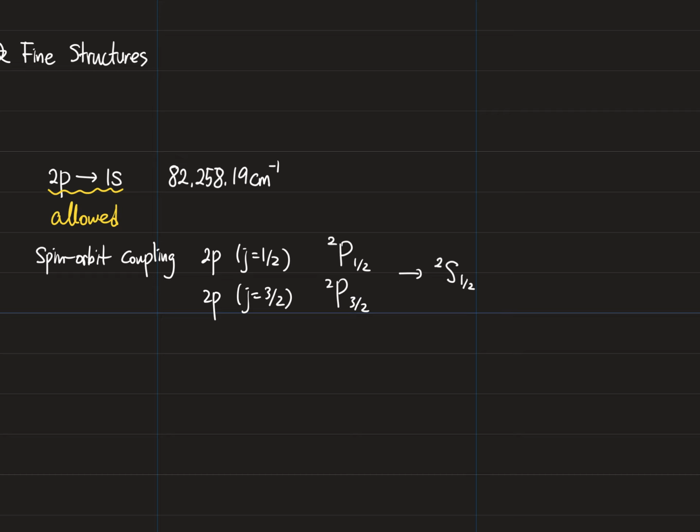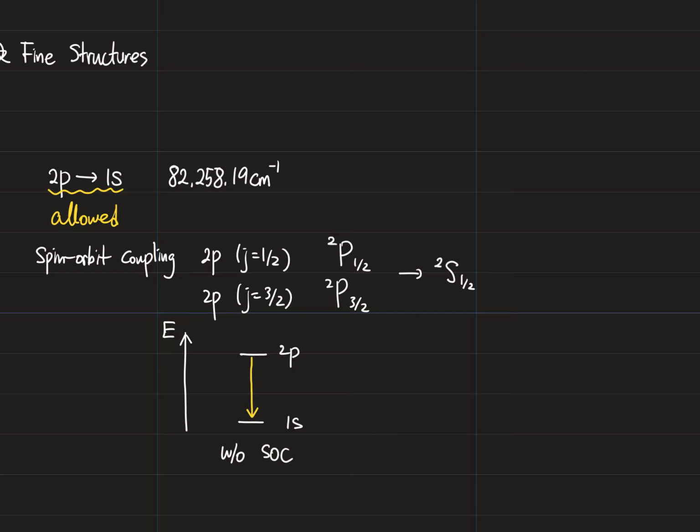So the first transition, if we describe this one without spinor recoupling, the 1s orbital is here and the 2p orbital is here. So there is no splitting in the 2p orbital, so we just have the single line corresponding to 2p to 1s.